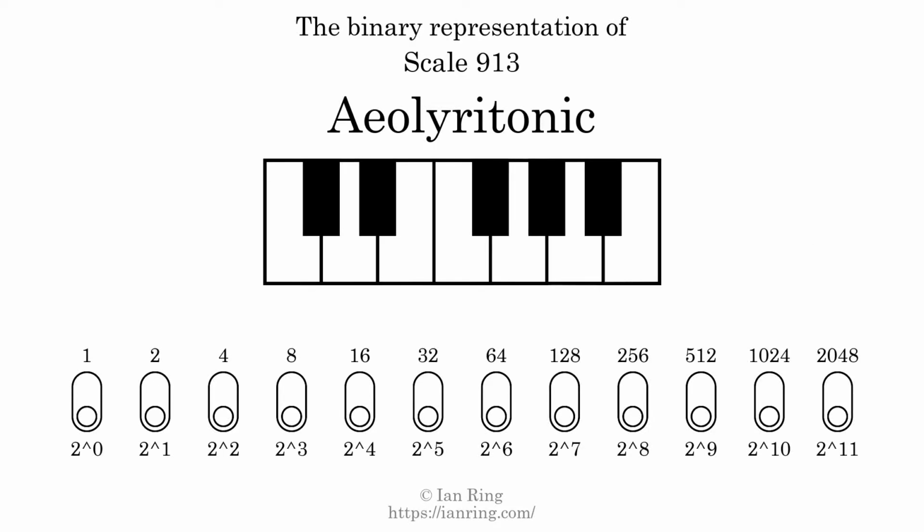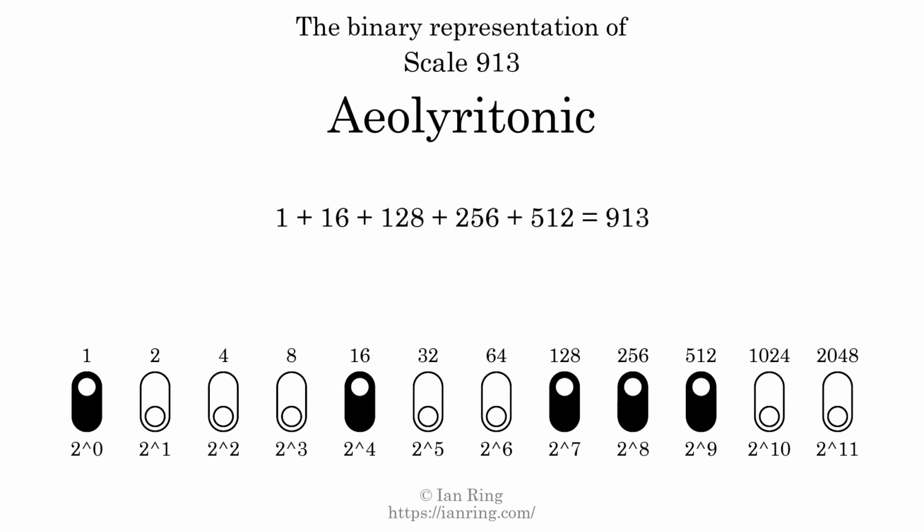The binary representation of this scale is determined by mapping tones of the scale to binary digits. Each binary digit represents a power of 2. To get the scale number, we add the powers of 2 together. The powers of 2 that are present in the scale, all added together, equals 913. That is why the scale number, in decimal, is 913.